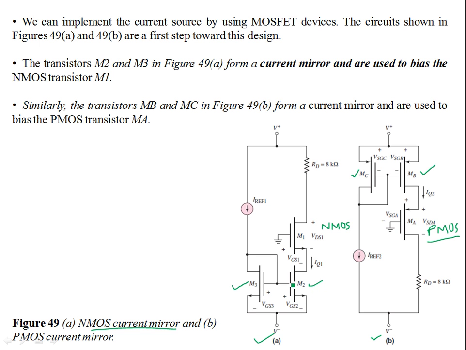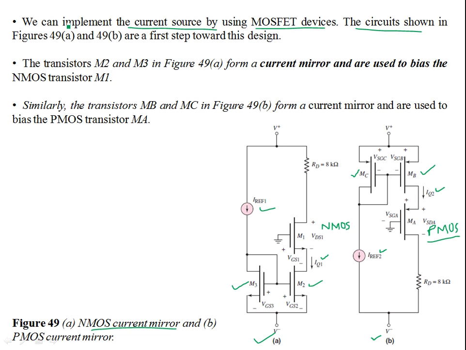The conduction parameters and threshold voltage associated with these two transistors, and these two transistors MC and MB, are the same. So basically, if you do the DC analysis, you'll find out this IQ1 will be equal to IRF1. Similarly, IRF2 will be equal to the same drain current which is responsible for biasing of the transistor MA, or the PMOS device over here. So these two transistors form the current mirrors.